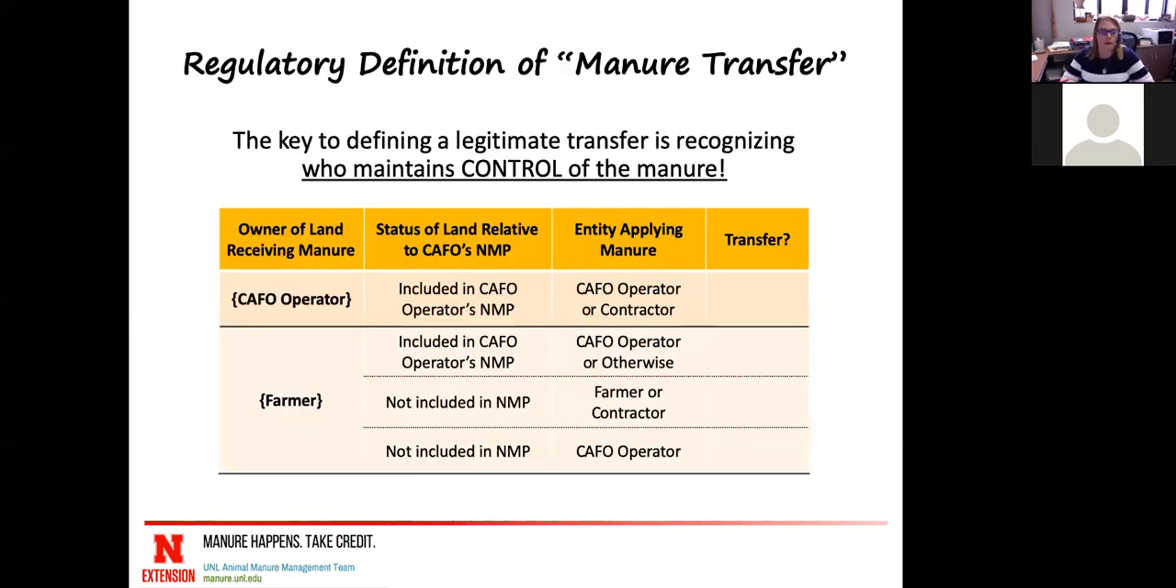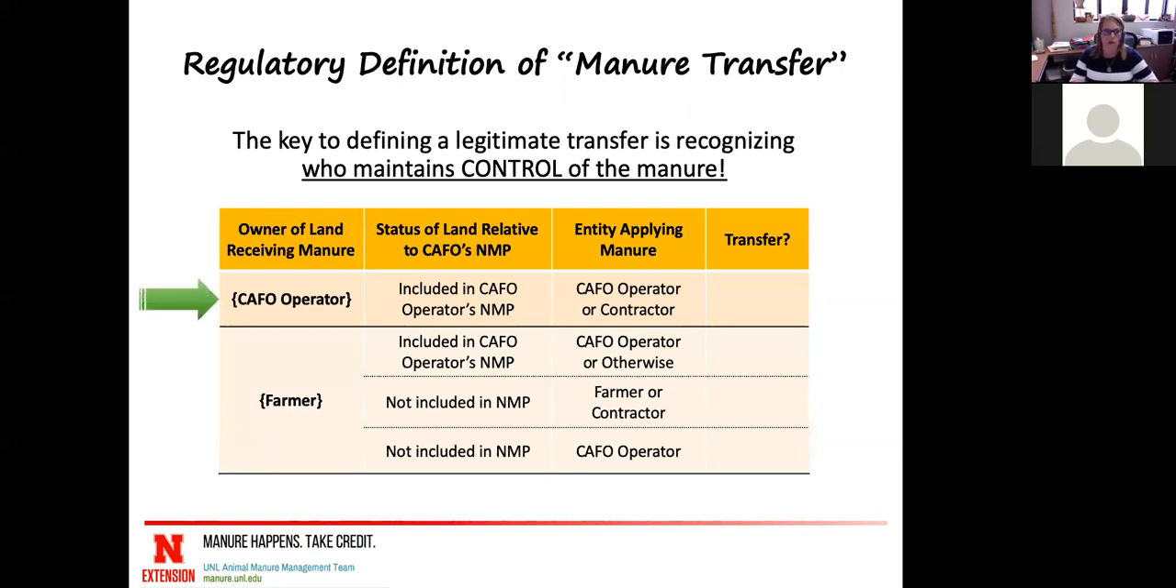I've got a couple of different scenarios here, different combinations of how the manure and the land might be managed and who's applying that manure, and we'll talk through these to look at which ones qualify as a transfer and which don't.